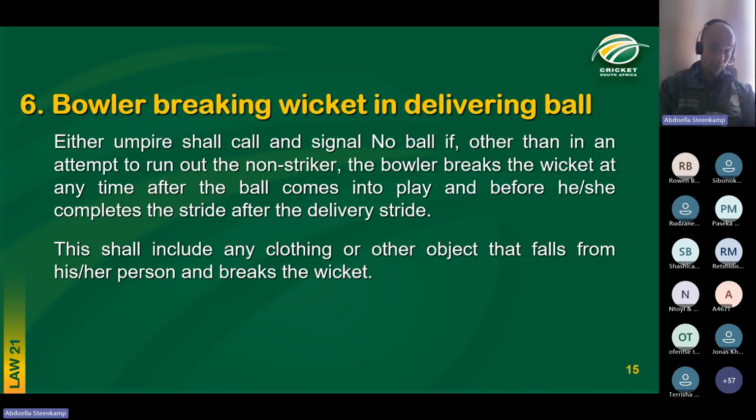But it needs to be the bowler's person, any part of the person, or any clothing or object. If the bowler's running in, and suddenly there's a gust of wind, and the wind puts the bails down, you should not be calling and signaling no ball, because the law wants it to be any part of the person of the bowler, or clothing, or an object. But if it's the wind, you're not to call and signal no ball.